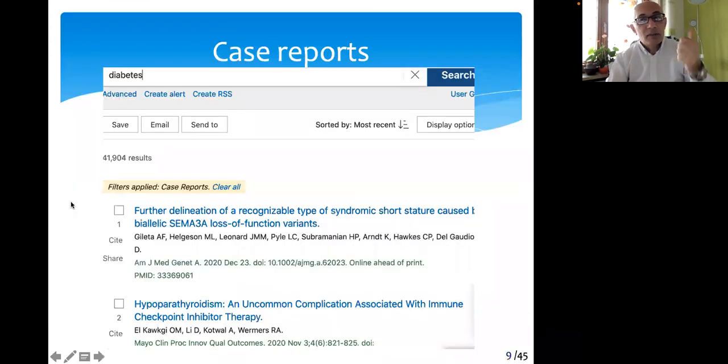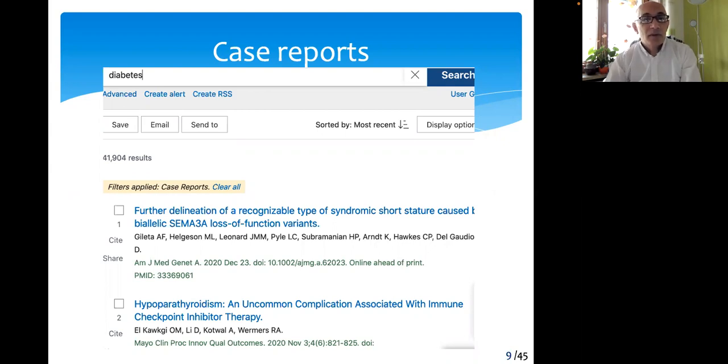So let me repeat again. If you have an observational study, which may include case control, cohort, or cross-sectional, you are expected to follow which reporting guideline? The STROBE guidelines. Okay. Then we have the case reports.